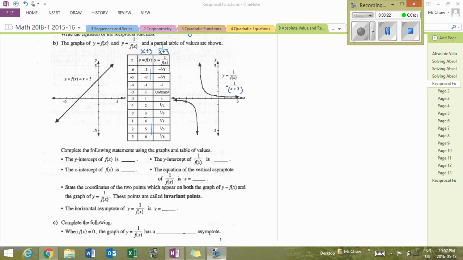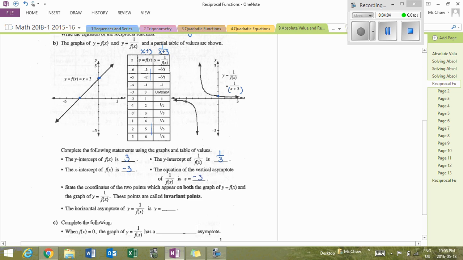Okay, so the y-intercept of f of x, so just looking at our regular function, the y-intercept we can see is 3. So of course that happens when x is equal to 0, so y is 3. The x-intercept of f of x when y is 0 is x is negative 3. So then corresponding, the y-intercept of 1 over f of x is of course then 1 over 3, and that's it right here.